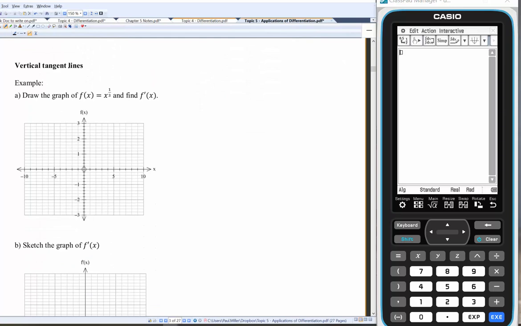All right, so what we're going to do is look at vertical tangent lines. Okay, and we did look at this in the last lesson to some extent as well. So what we want to do is draw the graph of f of x and then find f dash. All right, so f of x is the third root function. So it might help you to see it like that rather than like that.